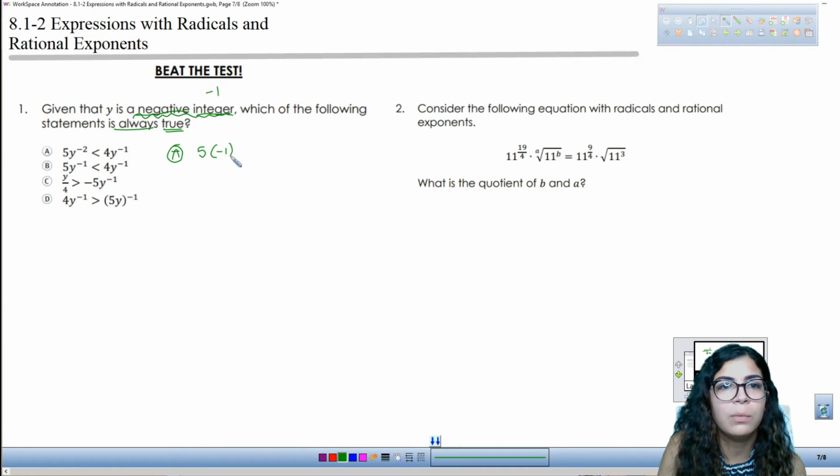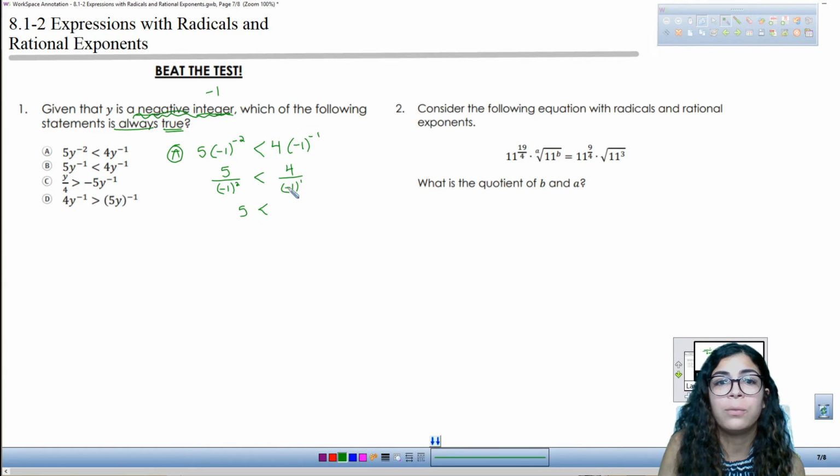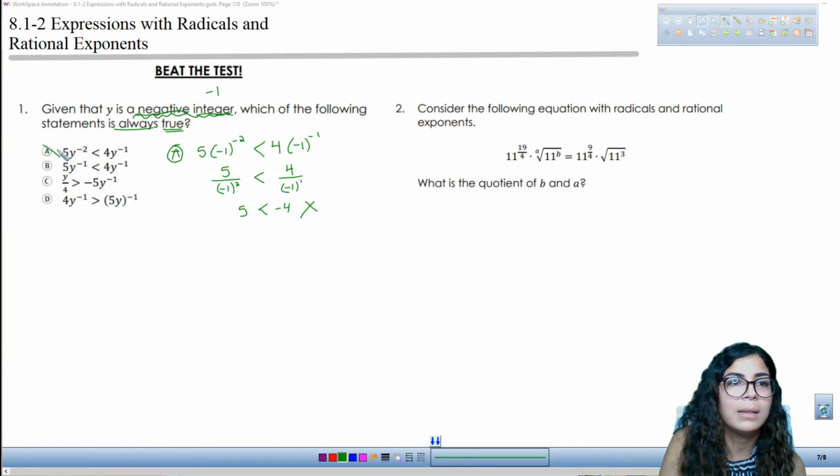So let's see. 5 times -1 to the power of -2, is that less than 4 times -1 to the power of -1? Well, changing this to the denominator, it will be 5 over -1 to the power of 2. And then changing this to the denominator, this would be 4 over -1 to the power of 1. So -1 to the power of 2 would be +1, so this would be +5. And we're saying that is less than 4 divided by -1, which would be -4. Is that true? No. So A is not correct.